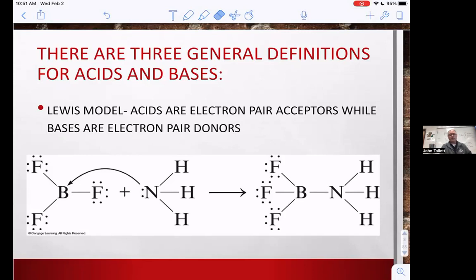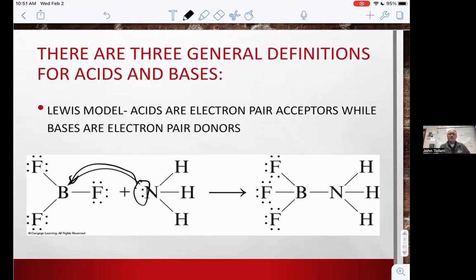So if you look at the example here with boron trifluoride and ammonia, the ammonia is actually donating this pair of electrons here to make a coordinate covalent bond. And at that point, it's lost its basic nature, and BF3 has accepted that pair of electrons, losing its acidic nature. So BF3 in this case would be the acid, and ammonia, of course, would be the base.